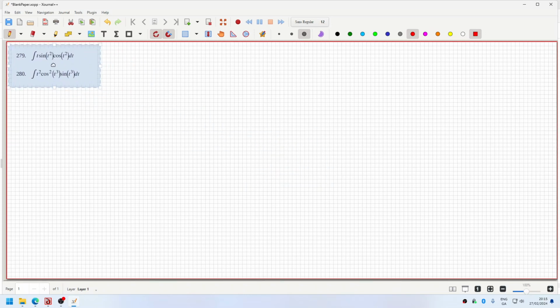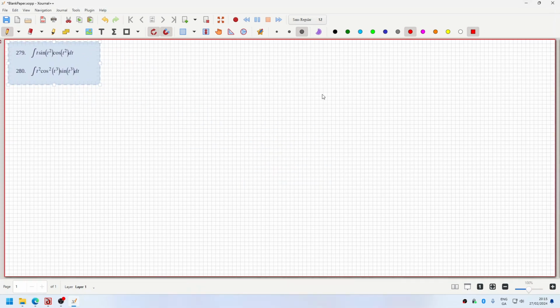Okay. See now. These ones here. Yeah, I think this is not too bad. You just go with u equals t squared. So that means du dt equals 2t. So that means a half du would equal t dt. So the t and the dt can come together.